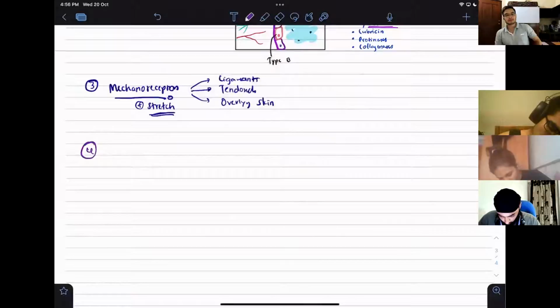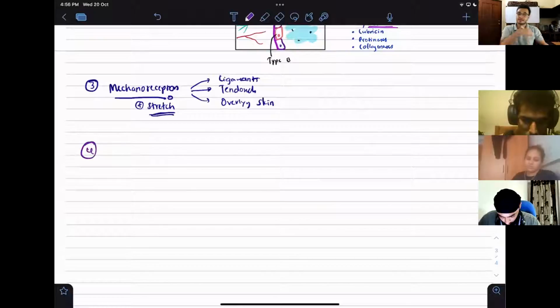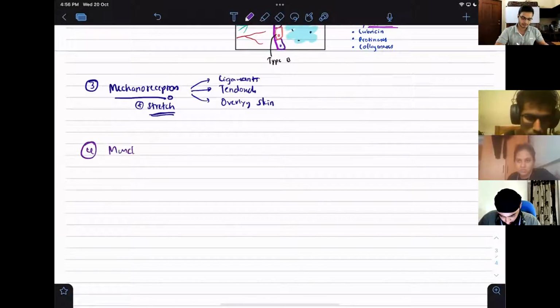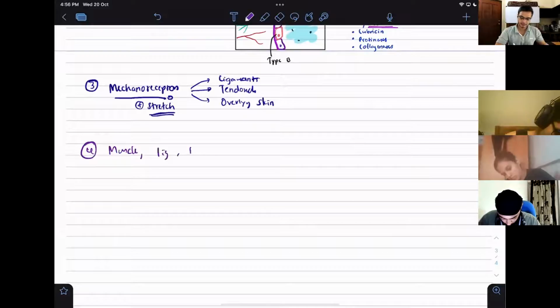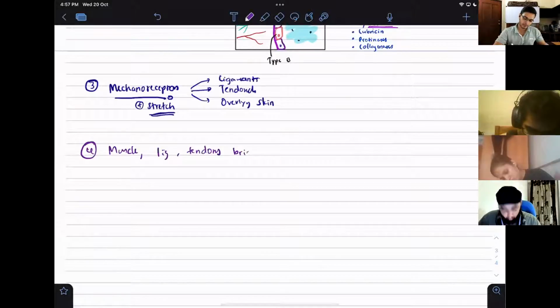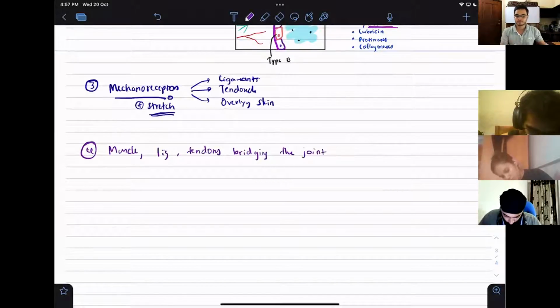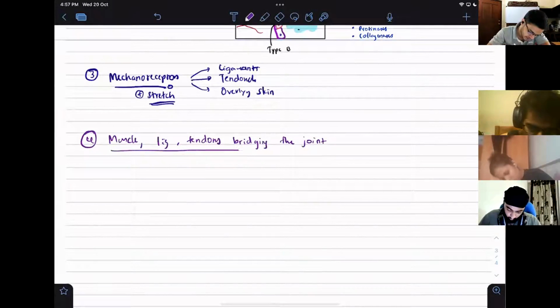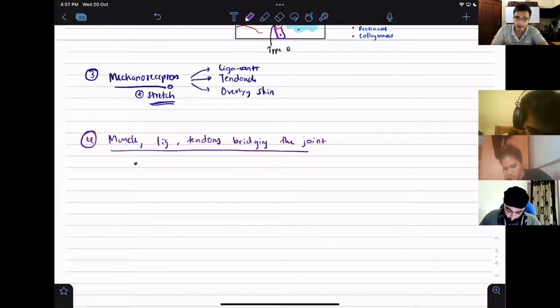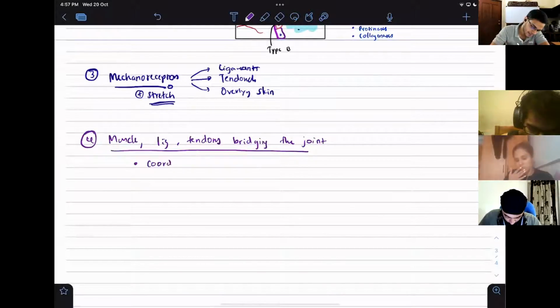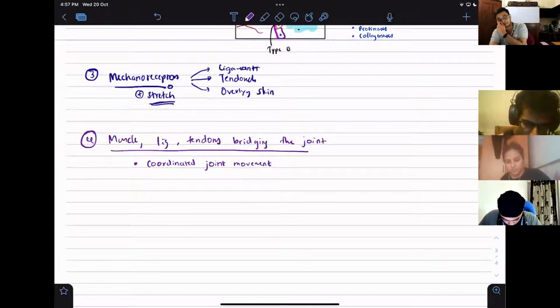Fourth one, guys, basically we are talking about all these structures that are bridging the joint: the muscles, the ligaments, the tendons. What do they help with, guys? Especially muscles, you all know, usually they work in pairs. So they help with coordinated action, coordinated joint movement.